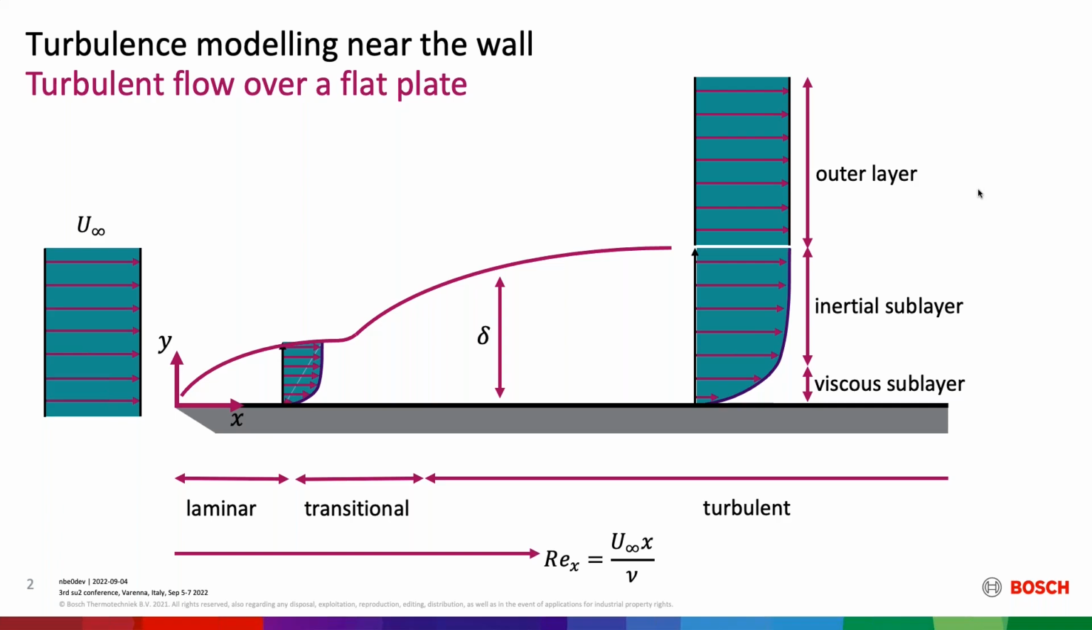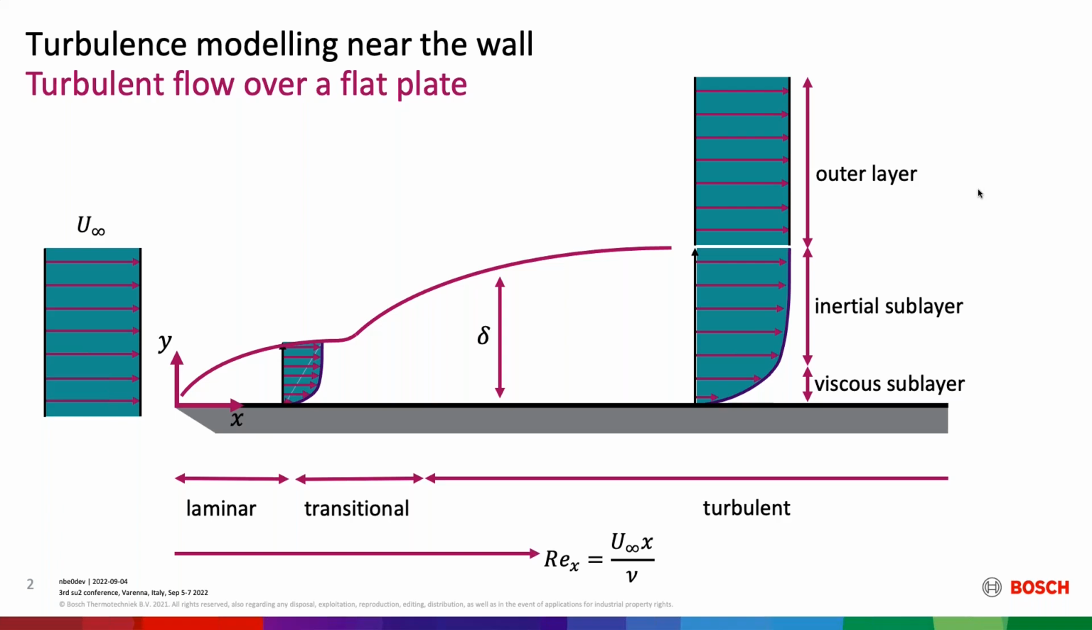So let's consider first the turbulent flow over a flat plate, starting with a uniform velocity profile. The velocity profile over the plate is only non-uniform in a thin region close to the plate, which is the boundary layer. At the start of the plate, the boundary layer is laminar, but further downstream, the flow transitions into a turbulent boundary layer, depending on the local axial Reynolds number.